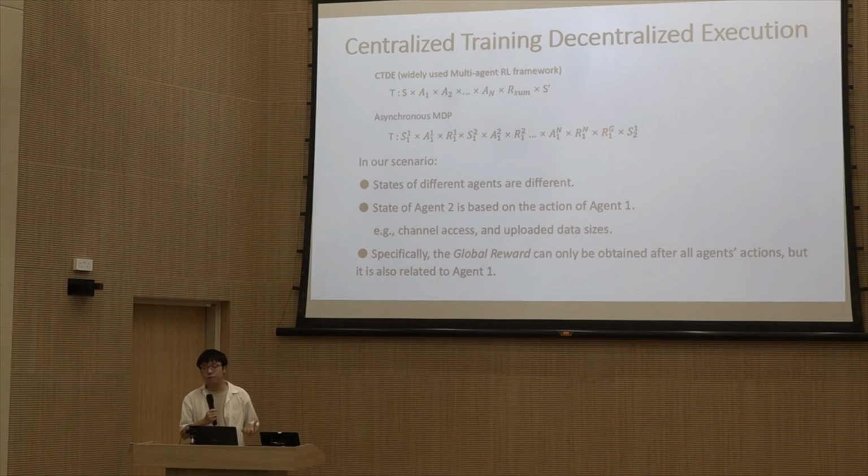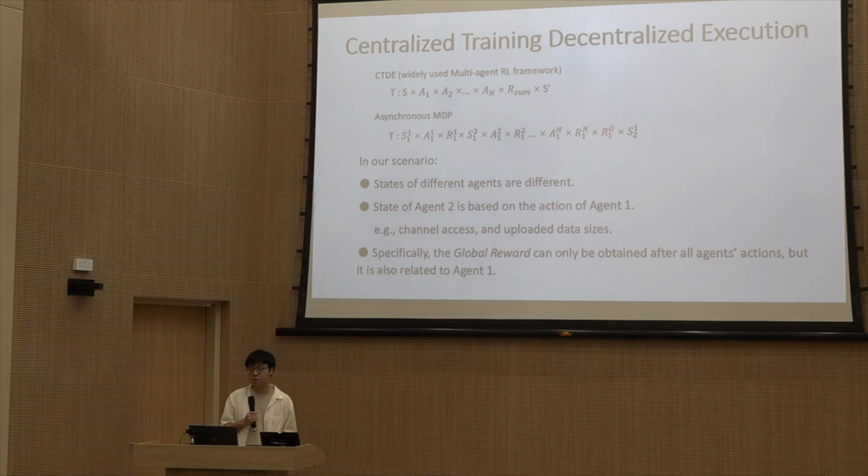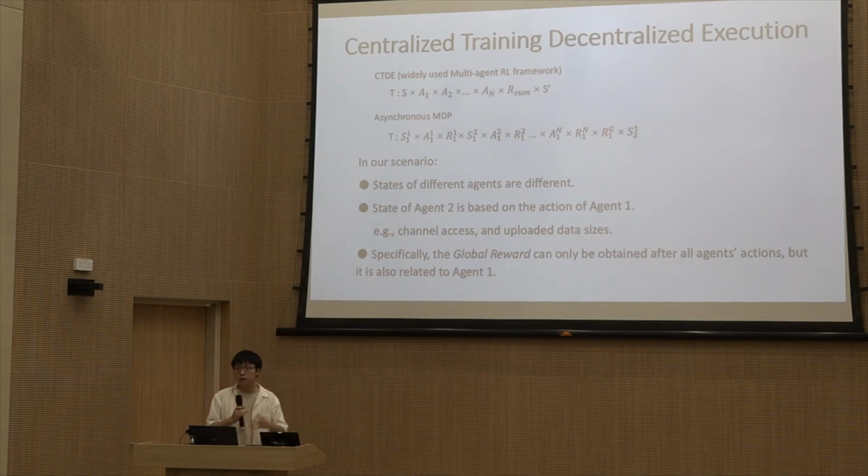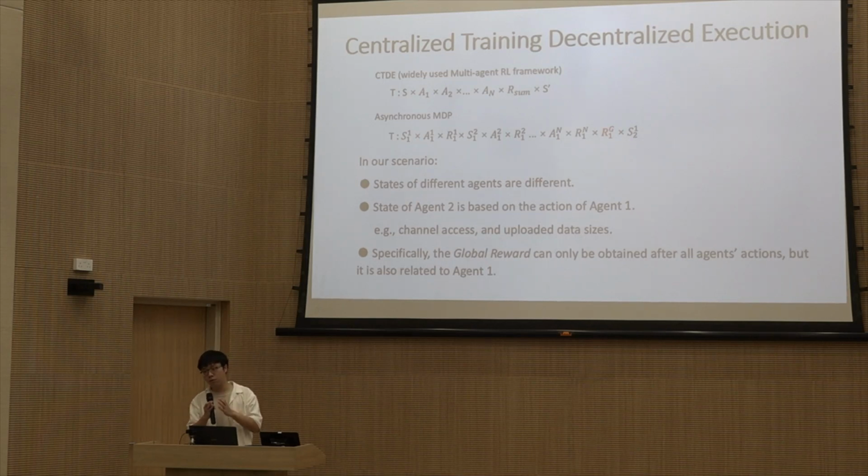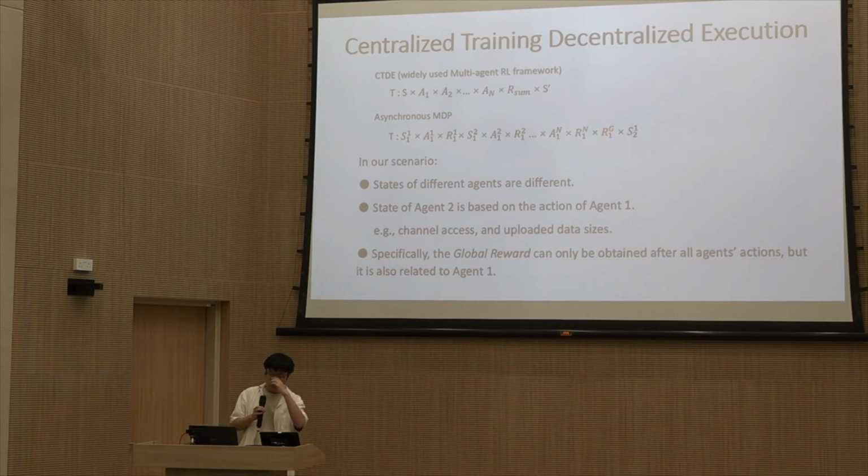The mainstream of multi-agent reinforcement learning uses the CTDE framework, which is centralized training and decentralized execution. I won't go into too much detail, but its basic idea is to concatenate all the states of the different agents as the global state, and we give the sum of the rewards of all the agents to every agent. This is a very general solution, and it is also useful in many scenarios.